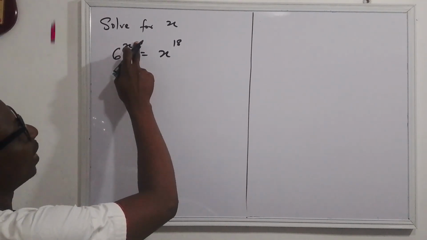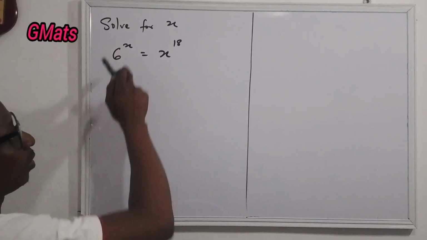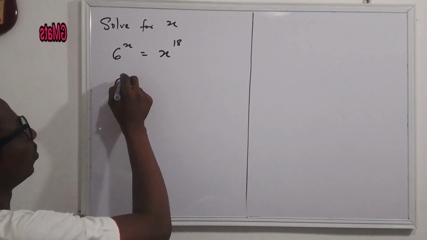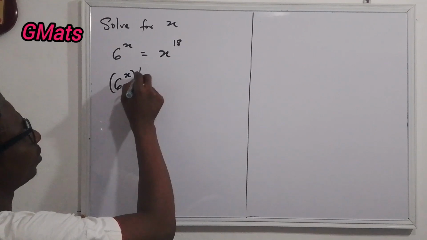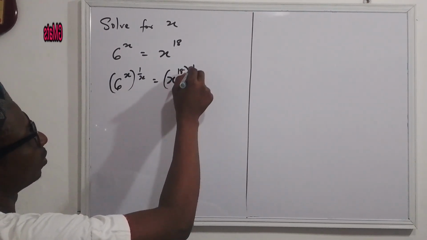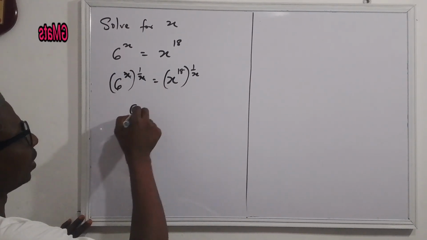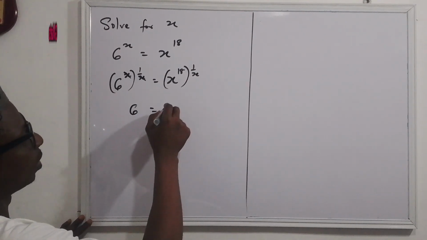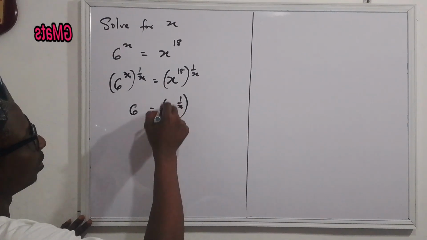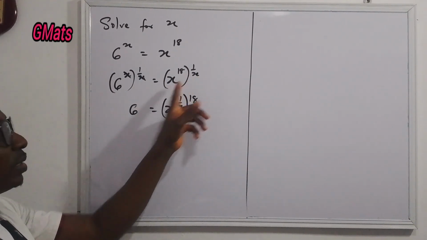I'm going to multiply each of the powers by 1 over x. All right, so that will help me to get rid of this x here. So I have 6 raised to the power of x times 1 over x equals x raised to the power of 18 times 1 over x. Get that? So this cancels this. So we have 6 equals x raised to the power of 1 over x raised to the power of 18. Okay, so you can move this out and bring this inside.